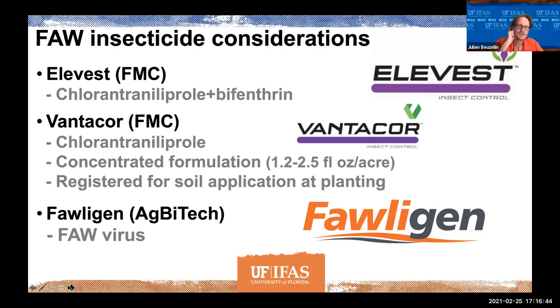There's also a Foligen, that's a fall armyworm virus. I honestly don't know how available it is on the market right now, but I've heard about it and I've heard that some growers might have had the opportunity to look at it. I think there's a lot of research ongoing right now for viruses against fall armyworm. If you have an opportunity, this is something worth considering, at least on small acres. I'll see if I have the opportunity to take a look at it at the station.